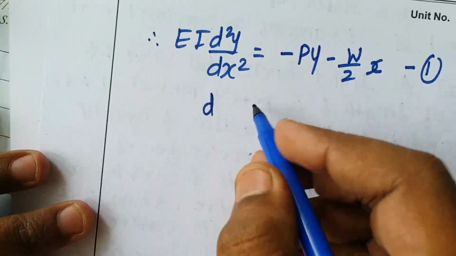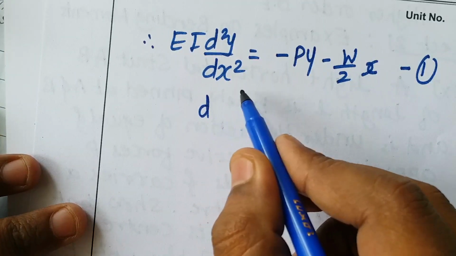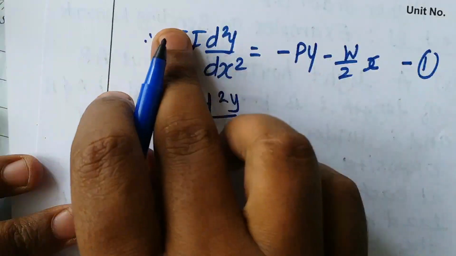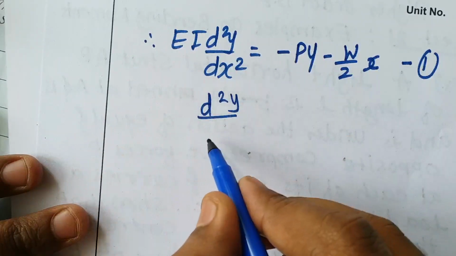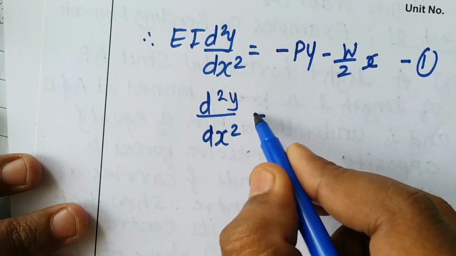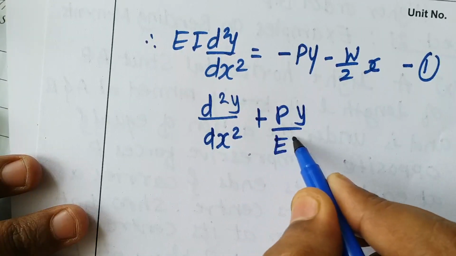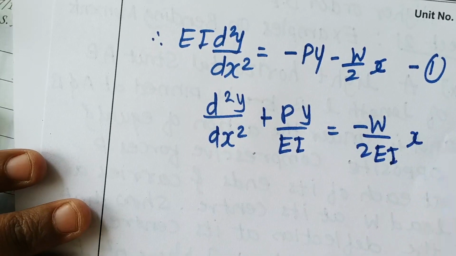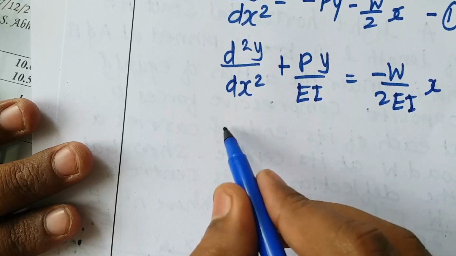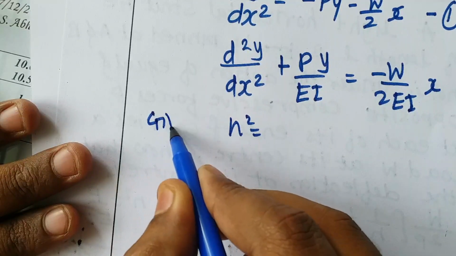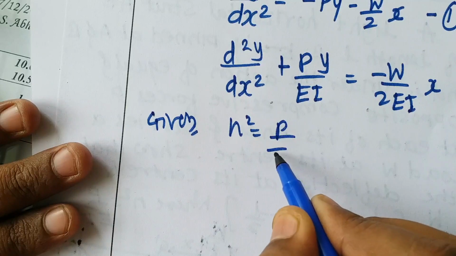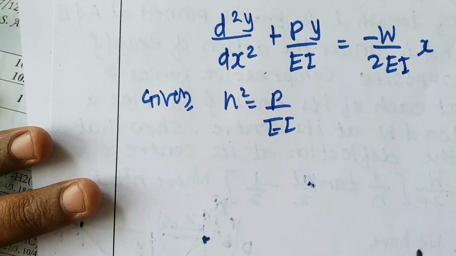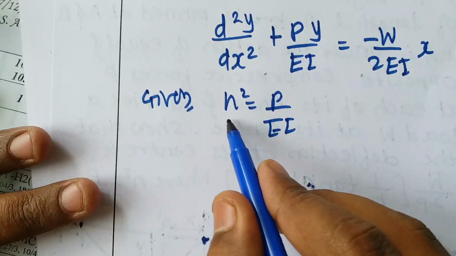Now let us simplify it, write the differential equation in our phi of D y equals f of x form. Y terms we will take on one side, divide by this coefficient throughout, so we get d2y by dx square plus P by EI y equals minus W by 2 EI into x on the right hand side. Now one value is given to us, n square equals P by EI. We are going to use this in the solution because the final answer is in terms of n. Here we don't have any n, so we'll replace this value here.